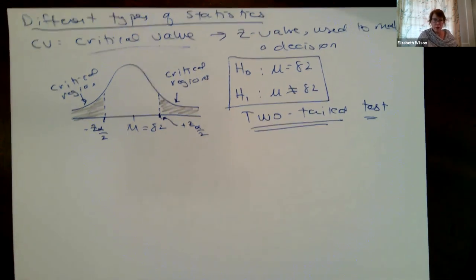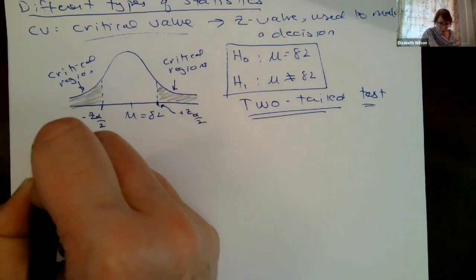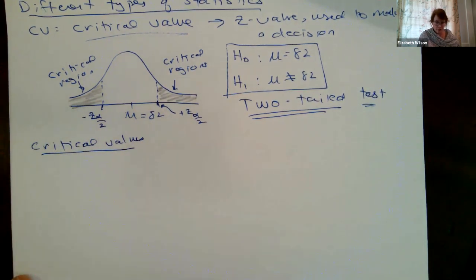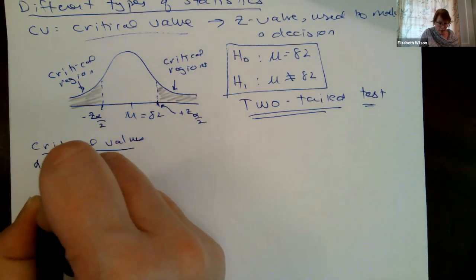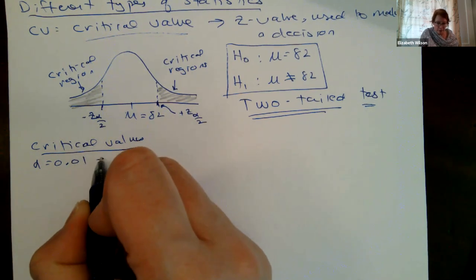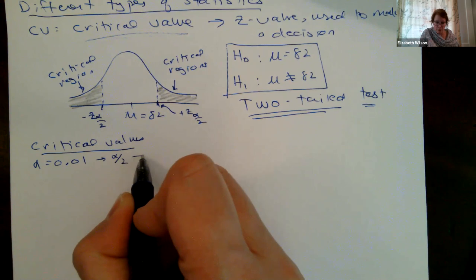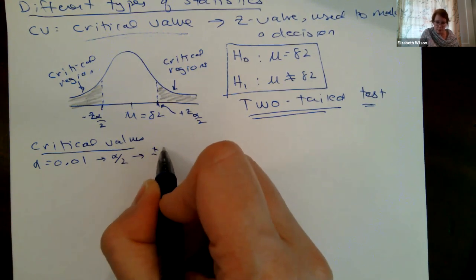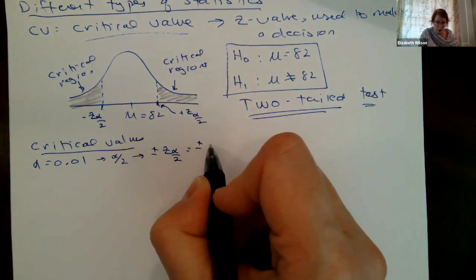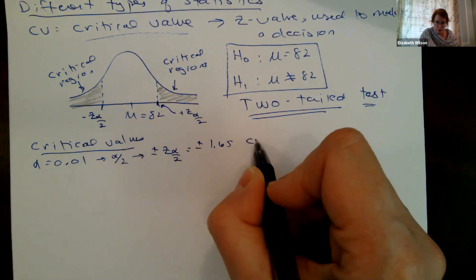Okay, so some potential critical values that we can get on a two-tailed test. Remember, if our alpha is equal to 0.01, alpha is now going to become the basis for our statistic. We're going to say, do this test at the alpha 0.05 level or alpha 0.01 level. Remember, I have to take my alpha over 2 and use that alpha over 2 to look up my z value. So it's going to be plus or minus z alpha over 2, which in this case is going to be plus or minus 1.65. This is my critical value.